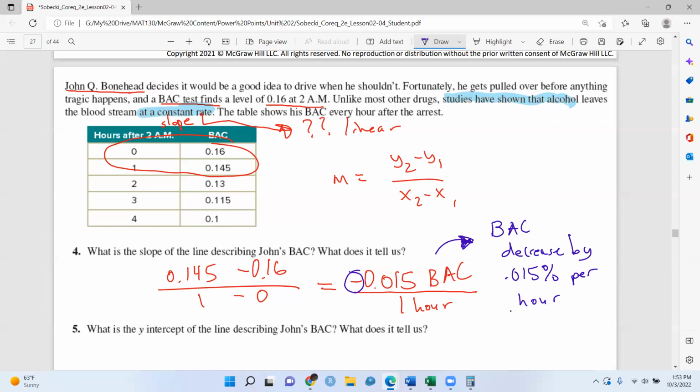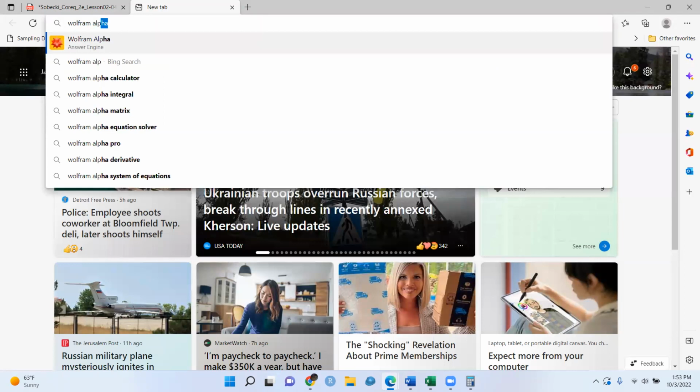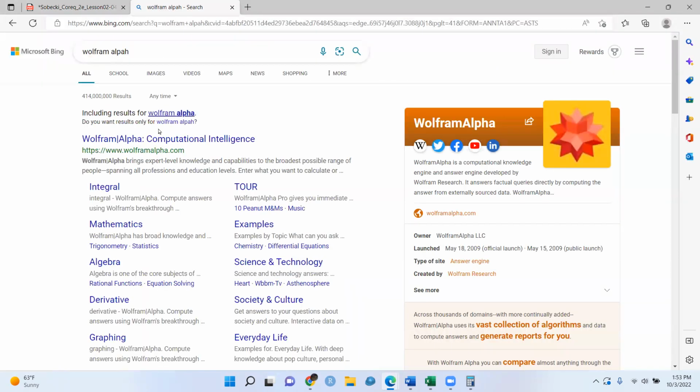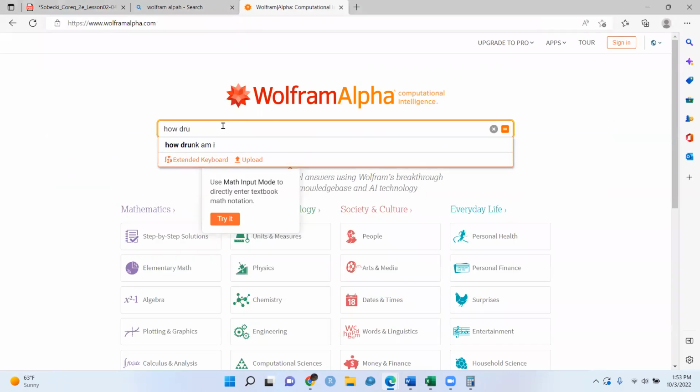Which is a way, if you were someone interested in drinking at a party and then wanted to know when you could drive home, you can do some calculations. I'll show you this. It's an interesting place. If you go to Wolfram Alpha, and you go in here, how drunk am I?